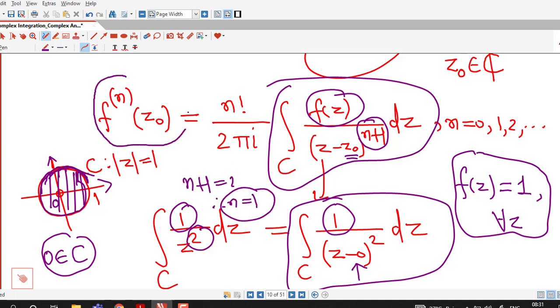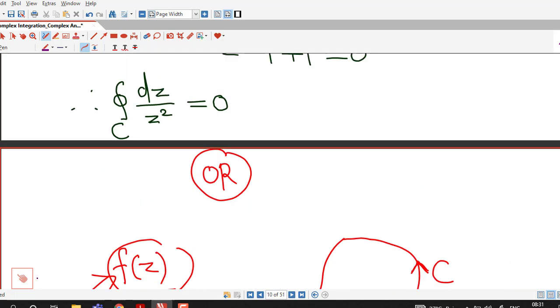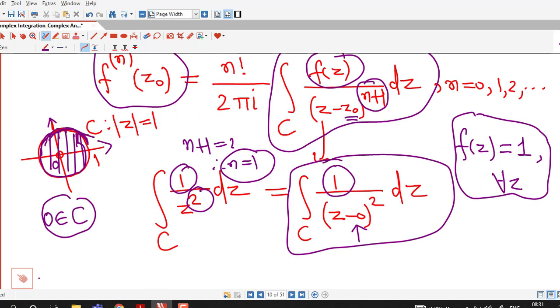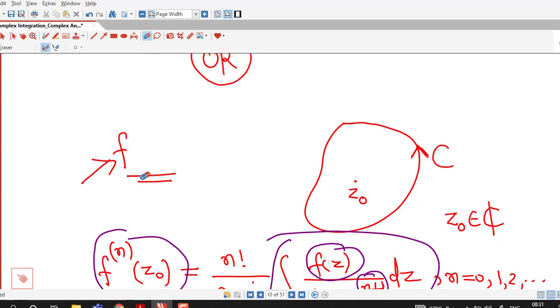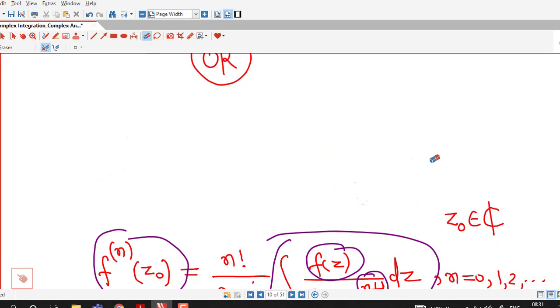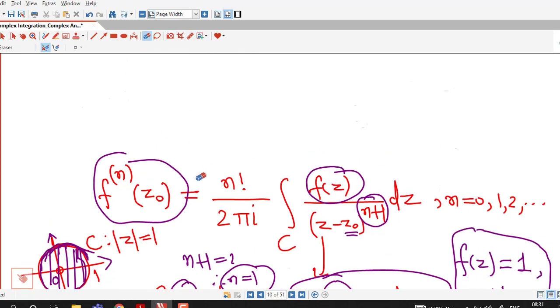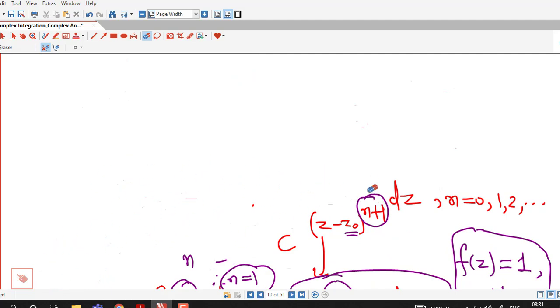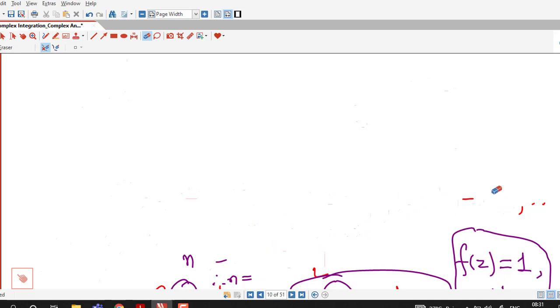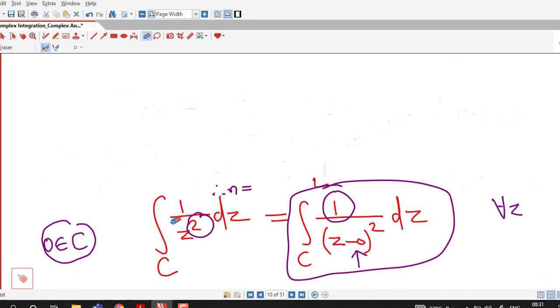So here we will have first derivative at 0 equal to 1 over 2 pi i integral of 1 by z square dz. The same problem we can do using the extended version of Cauchy integral formula, but you must be familiar with it. I have uploaded video lectures of this extended Cauchy integral formula also. If you have not seen that lecture, I suggest you watch it first before going for this lecture.